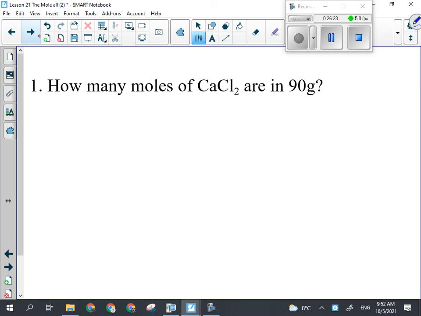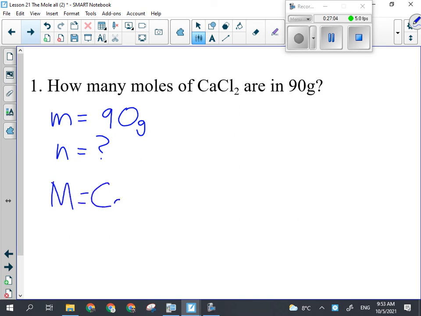The first mark is for writing down your givens. That is, what values did the question tell me? The first value the question told you was 90 grams. That's little m. Anytime I get something in grams, that's mass. Grams measures mass. It's asking me to calculate how many moles. The number of moles is n. So that's what I have to calculate. And then it tells me the compound I'm dealing with is calcium chloride, which will help me to calculate the molar mass.